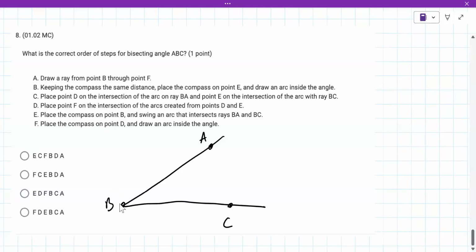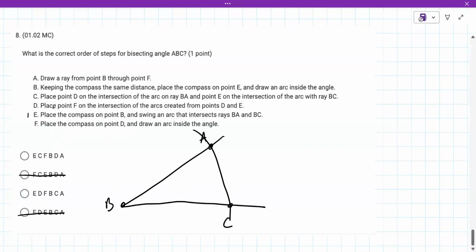Place the compass on point B and swing an arc that intersects rays BA and BC. Or should we place the compass on point D, which we don't have? So I think you can see pretty clearly that E is first. Okay, now we look for what's different between them. So try to do the whole C thing versus just D.